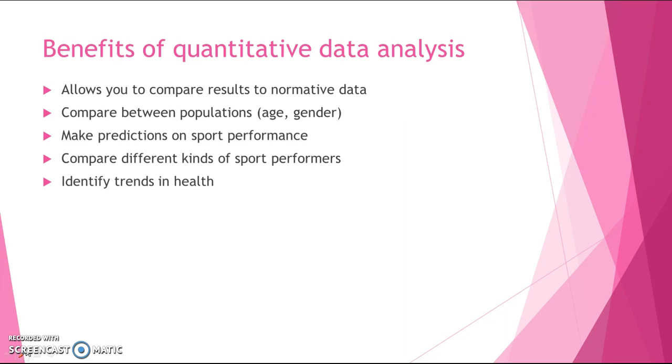As well as being able to make predictions on sport performance, it allows you to compare different kinds of sport performance, such as comparing the VO2 max of a trampolinist and an 800-meter run. This allows you to create a comparison between the two data, which will allow you to increase the levels of reliability of the research.